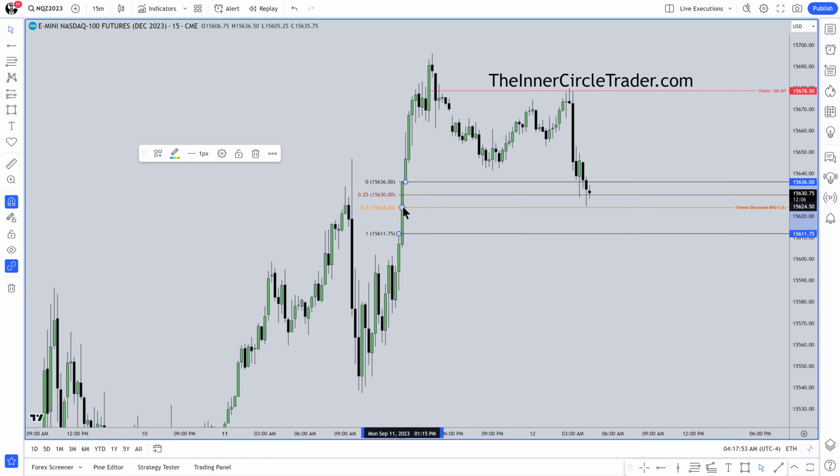If we lose consequent encroachment, which is the midpoint between this candle's low and this candle's high, half of that is here. So 15,624 even. 15,630 even is the upper quadrant to this inefficiency.